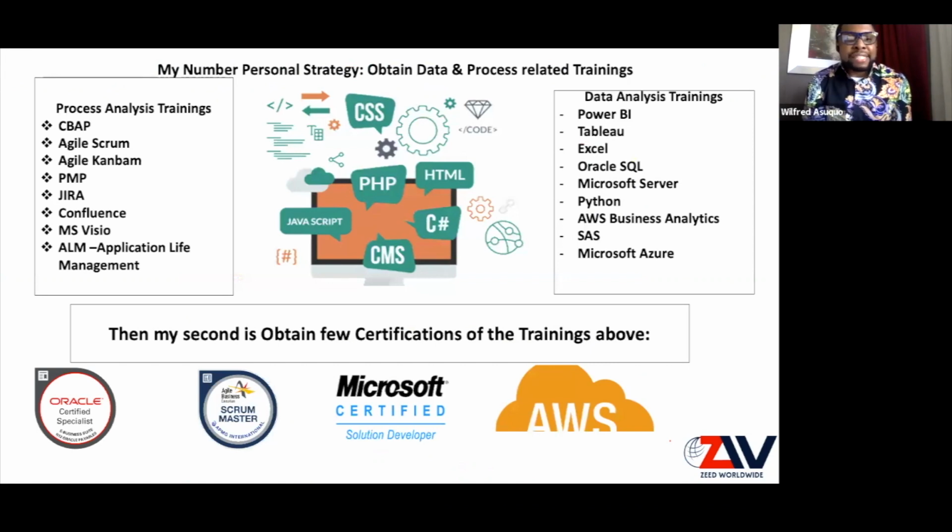So my number one personal strategy is to obtain data and process-related trainings. You guys can see that. CBAP, Agile Scrum, Agile Kanban, PMP, Jira, Confluence, Visio, Application Lifecycle Management. These are all for processes. There are more. I just mentioned a couple of them. Remember I told you guys, it's either processes or data.